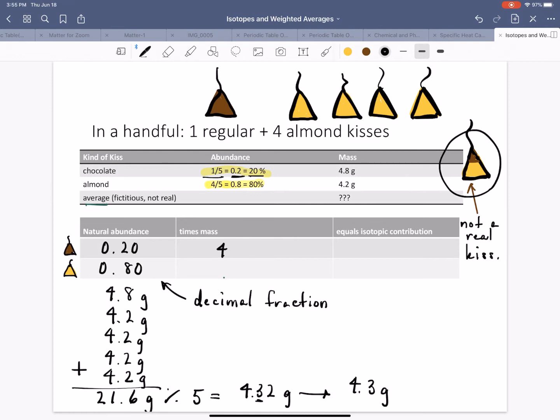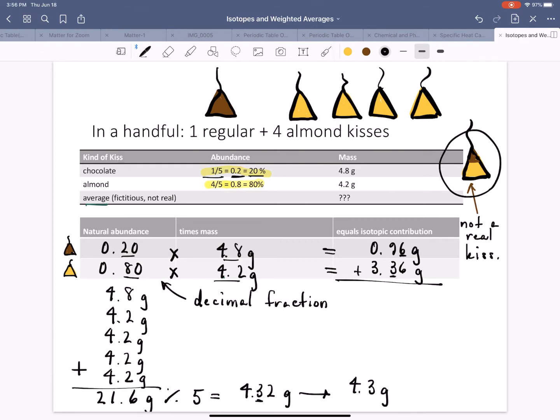So just plain chocolate would be 4.8 grams, and chocolate with almonds, 4.2 grams. So I'm going to multiply 0.2 times 4.8. And what do I get? Same idea here: 80% at 4.2 grams. So 2 sig figs times 2 sig figs, this number stops in the hundredths place. 2 sig figs times 2 sig figs, this number stops in the tenths place.